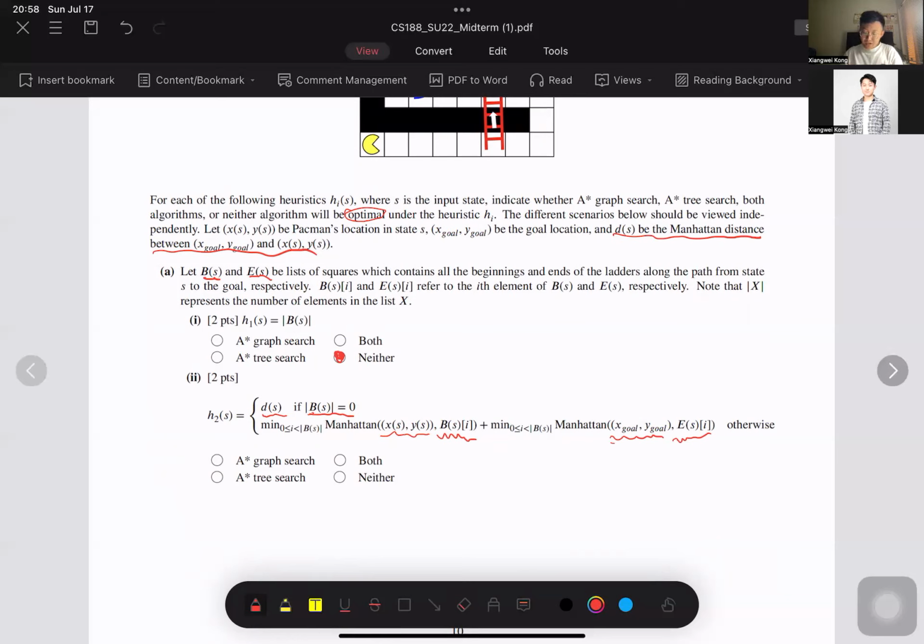In whatever case, however many letters we have or however long the letter is, the Pac-Man should go to the nearest letter start, plus one step to go from the start to the end, and also need to go from the end to the goal. Also, it's Manhattan distance, so this one doesn't overestimate the cost. So this one can be optimal for both cases.